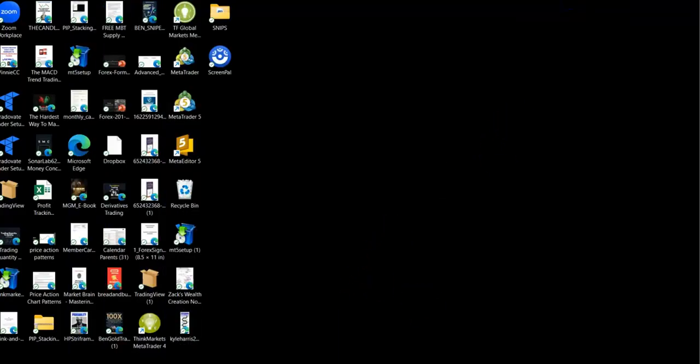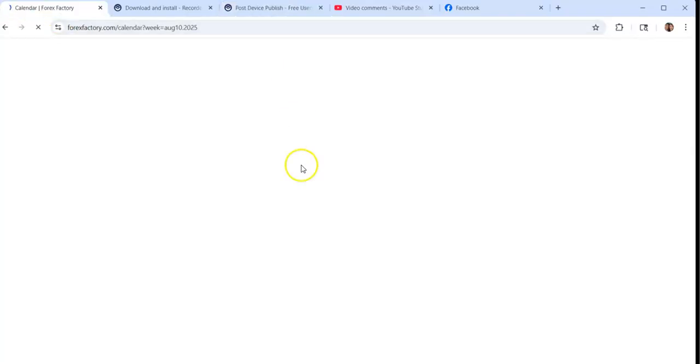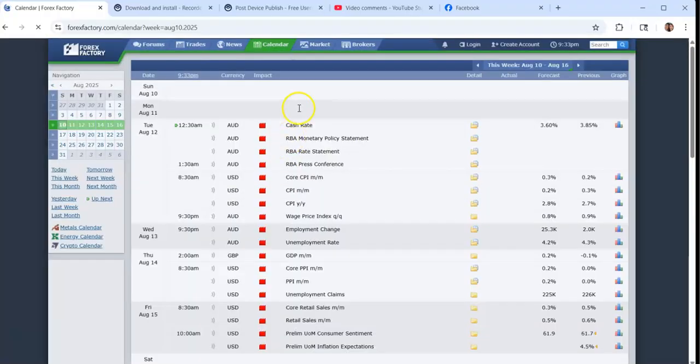Alright, so first thing I want to do, I always start off with Forex Factory. I want to make sure that there's no news, because if we have news, then we have to be mindful of what time the news comes out, so we're not in an open position and we don't get taken out of the trade or go into a massive drawdown. So today's Thursday, there's GBP news and there's USD news.